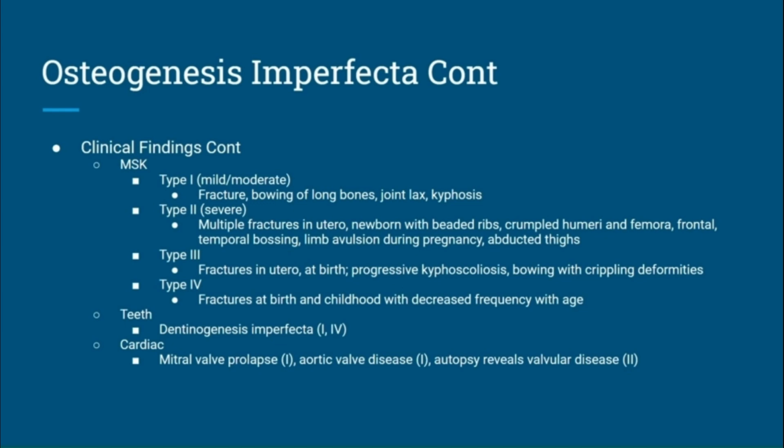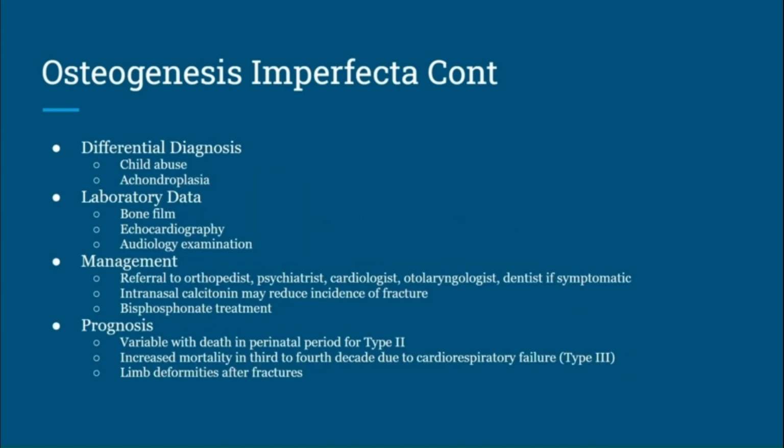Type 4, fractures at birth and childhood with decreased frequency with age. You could see dentinogenesis imperfecta, that's in your type 1, type 4 most notably. You can see mitral valve prolapse, aortic valve disease in type 1. You might see valvular disease in type 2. That's cardiac valvular disease.